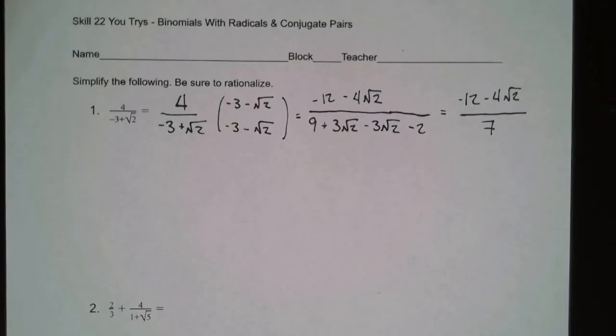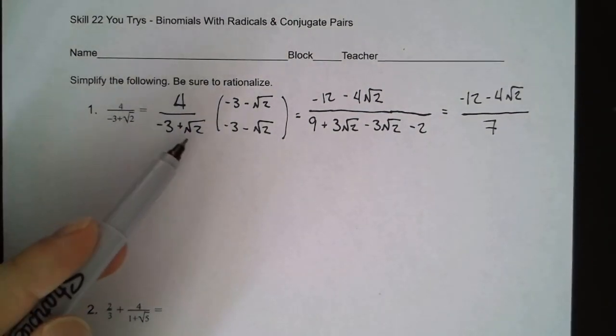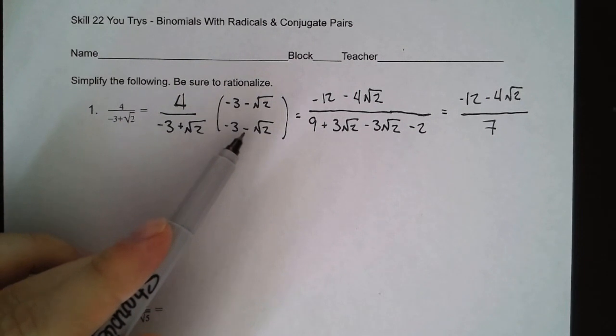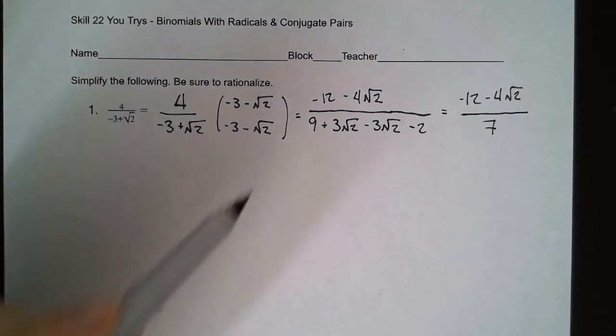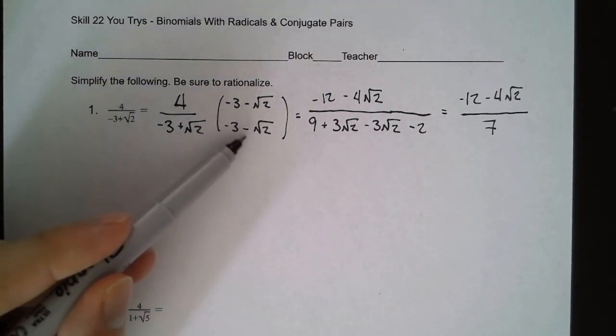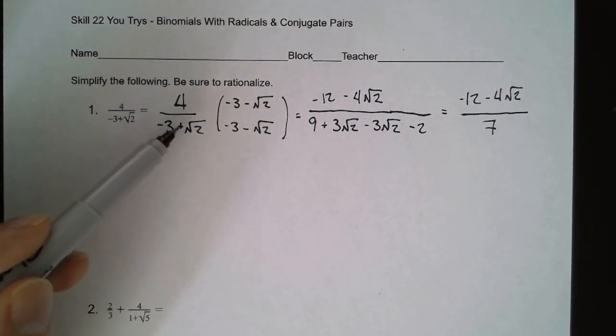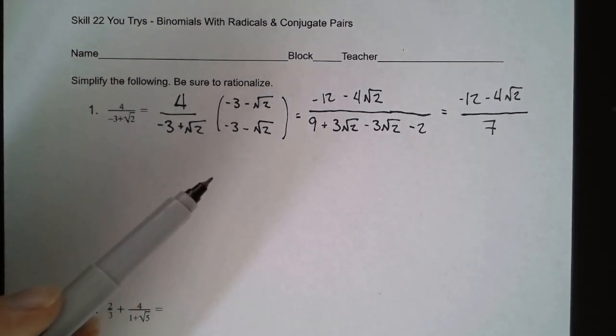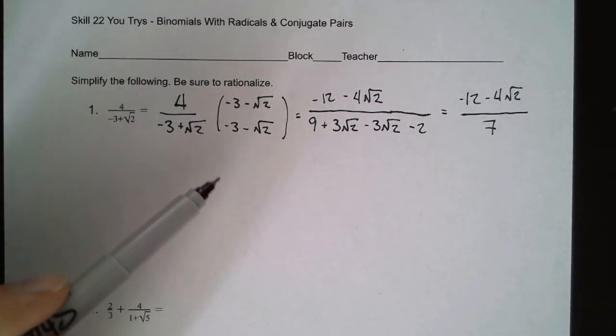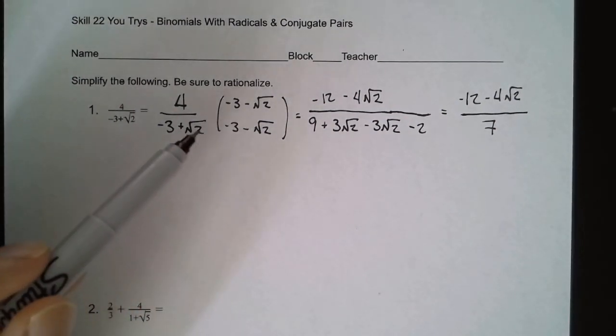This is what I got for my answer. So the conjugate for negative 3 plus root 2 is negative 3 minus root 2. Remember, we only want to change the sign that's between the terms. So this stays a negative 3, just this plus changes to a minus. So we only want to change what's between the terms. So this plus changes to a minus.